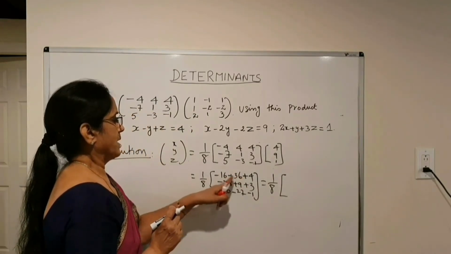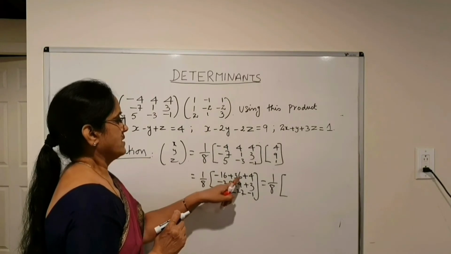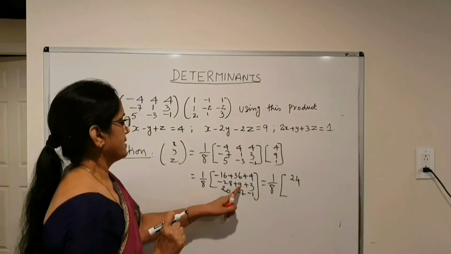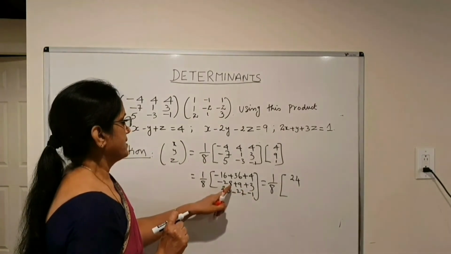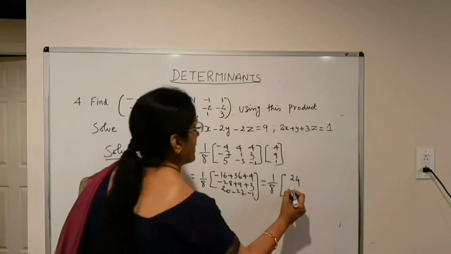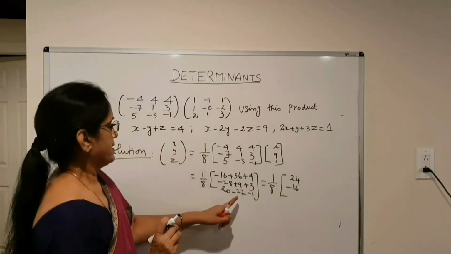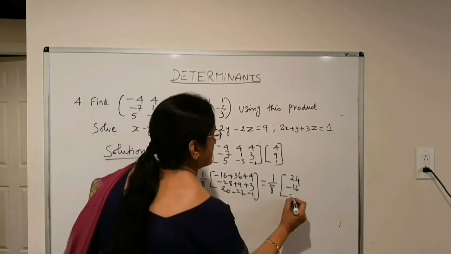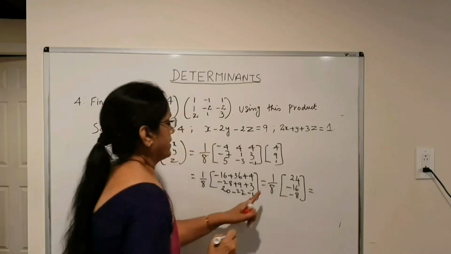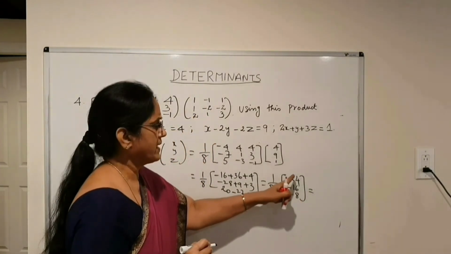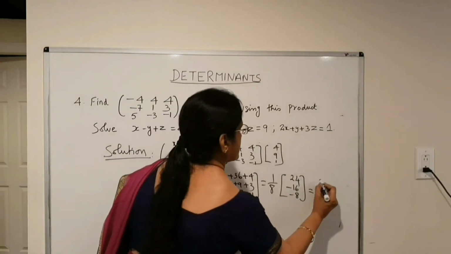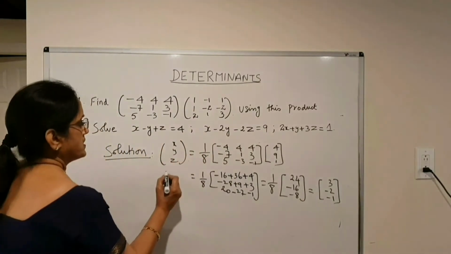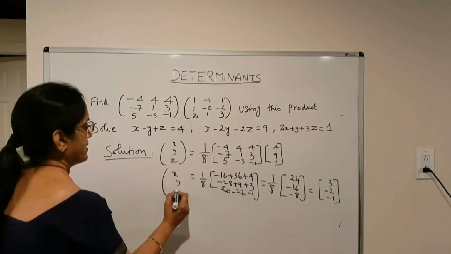36 minus 16 is going to be 20. 20 plus 4, 24. Then here I am getting 12. So if I subtract 12, I will be getting 16, so minus 16. Then here minus 28 plus 20, so minus 8. Let me take 1 by 8 inside, or let me divide each and every element by 8. I will be getting 3, minus 2, minus 1. So this is your x, y, z.